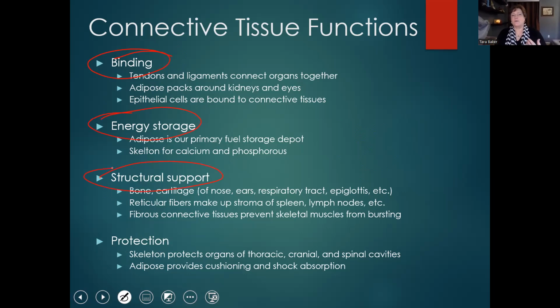Structural support, that's what bone and cartilage are for. Also, these things called reticular fibers, which we'll talk about in a little bit. Structural support is a function of connective tissue. And then protection. So your skeleton is made up of bone. Bone is going to protect your heart, your organs, and your head.